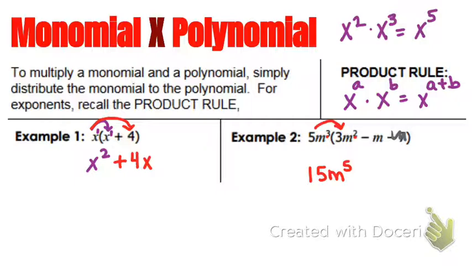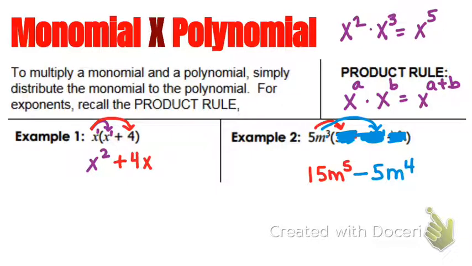Now let's look at the next number. So we're just focusing on the second term. So 5m to the third times negative m. So this is a positive multiplied by a negative. So the answer is going to be negative. And then the numbers, this is 5 times 1. So that's just 5. And then the m's. 3 m's and 1 m is 4 m's. So we're done with that one.